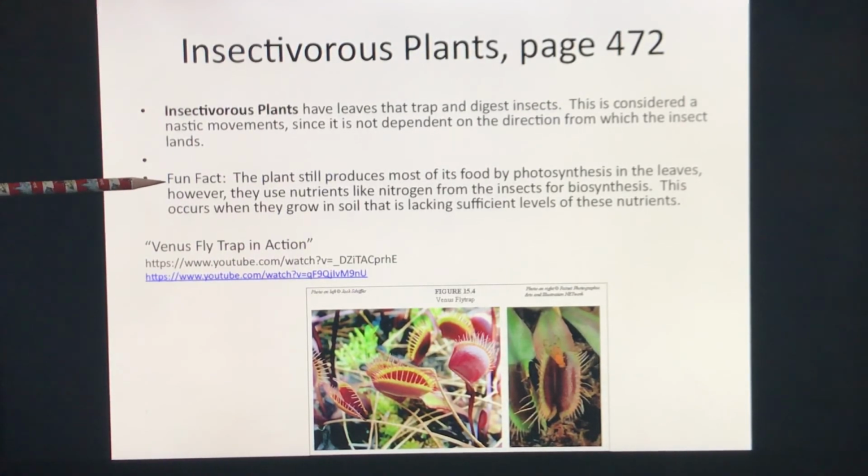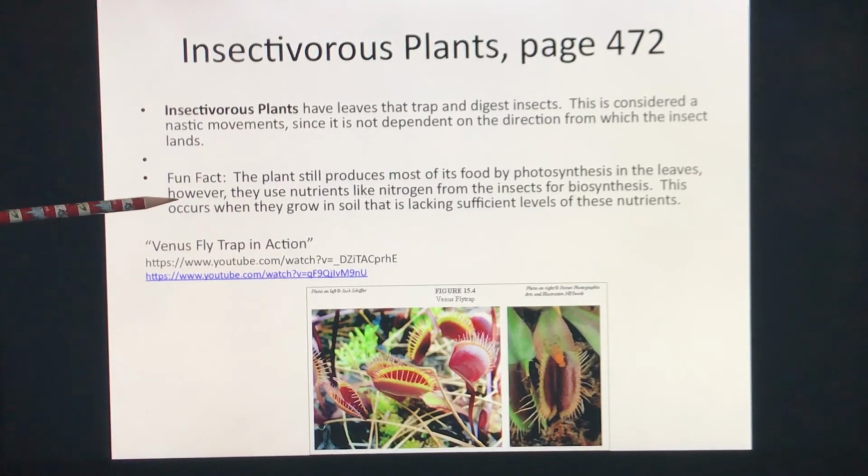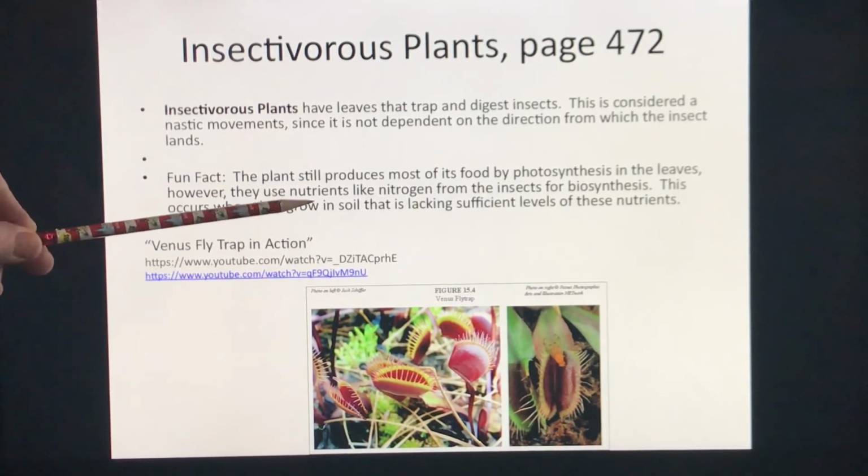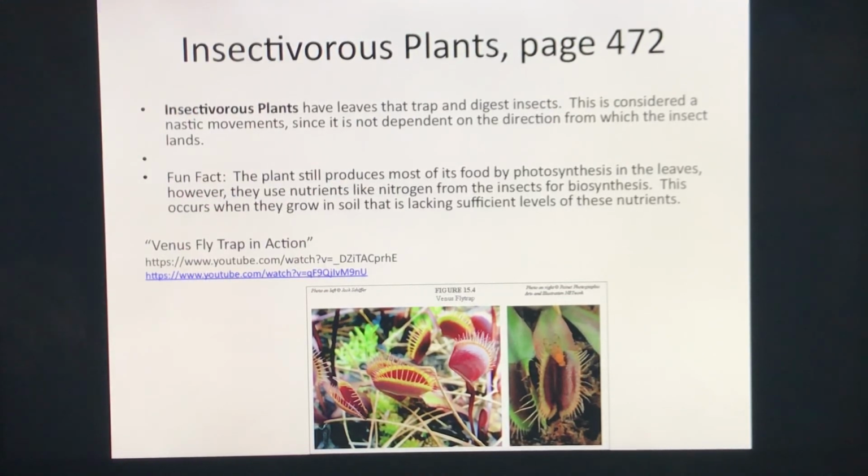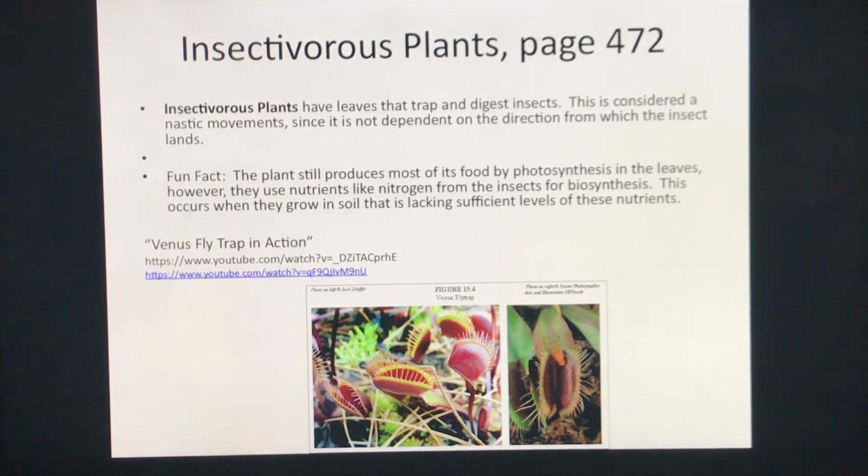The book points out an interesting fact that the plant still produces most of its food by photosynthesis in the leaves. However, the reason, more or less, that they trap the flies is that they need the nutrients from the flies, like nitrogen, that are lacking in the soil that they grow in. And it says that when they grow in soil that's lacking sufficient levels of these nutrients, the plant will generate more of these fly-catching leaves to sort of balance out its intake of nutrients.